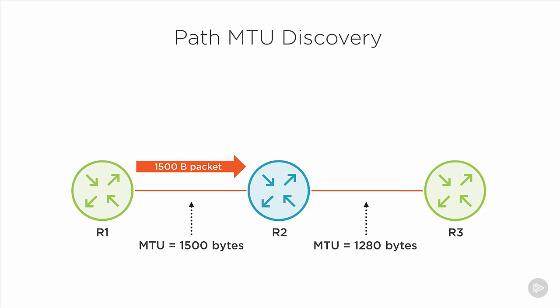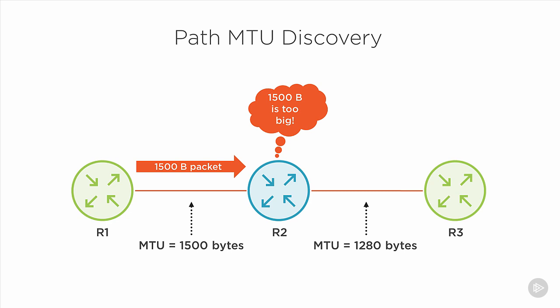R1 is connected to R2 and has an MTU of 1500 bytes. R2 and R3 are connected but have an MTU of 1280 bytes. Now suppose R1 wants to send a packet to R3 that is 1500 bytes in length. The packet goes from R1 to R2, no problem, but once it hits R2, R2 realizes that the packet is too big to be sent to R3 in a single frame because the MTU is smaller, only 1280 bytes. The smallest MTU along the path between R1 and R3 is therefore 1280 bytes. So that is the path MTU.